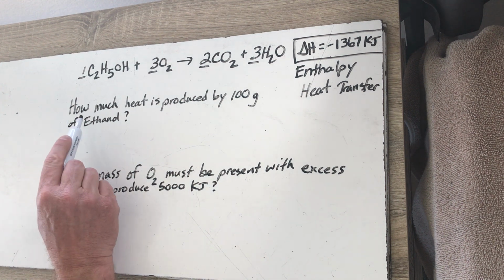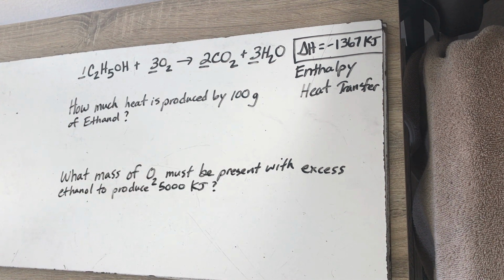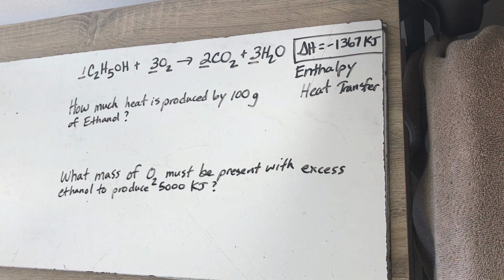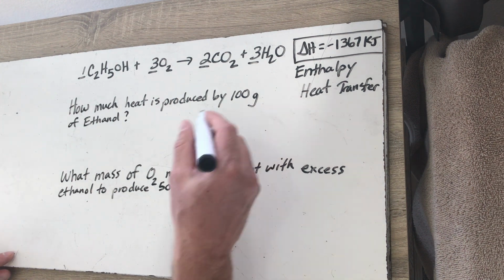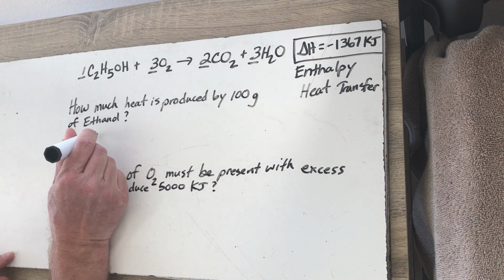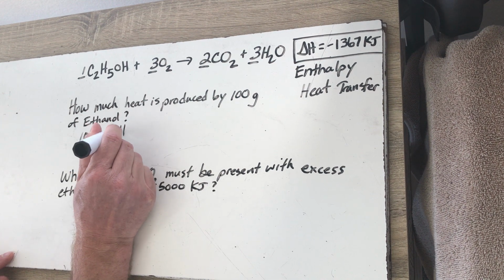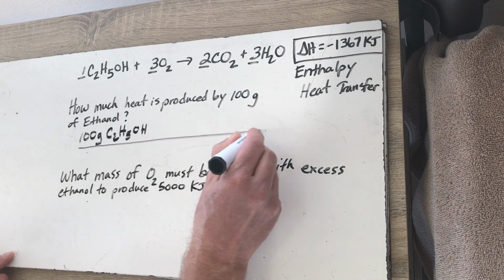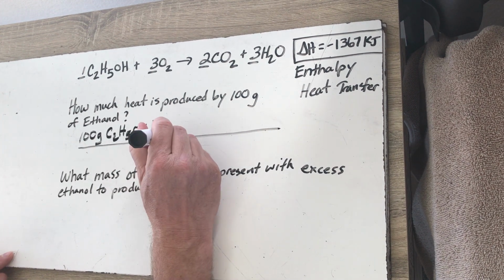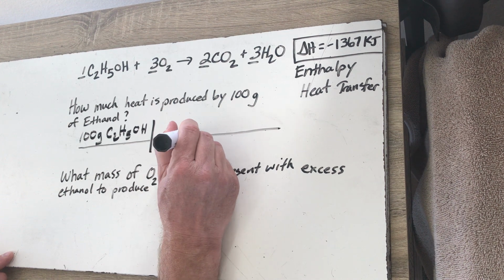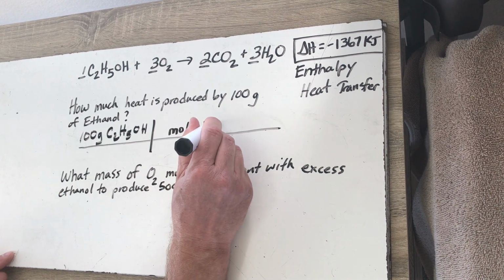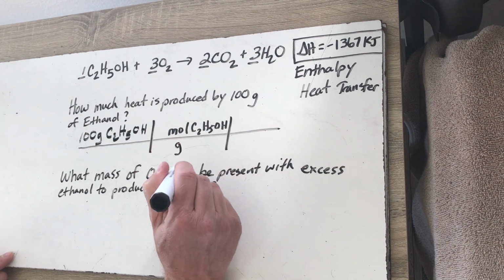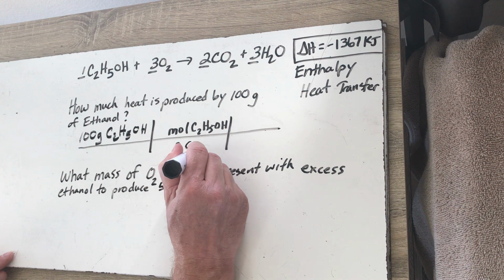And this first question says, how much heat is produced by 100 grams of ethanol? So up here we've got ethanol burning in oxygen, a nice combustion reaction, all balanced. Let's start the way we normally would. We're going to take 100 grams of ethanol, C2H5OH. And normally what we always do is we turn that into moles, and that doesn't change. Moles of ethanol, C2H5OH. And down here would go grams. We would get its mass from the periodic table, C2H5OH.